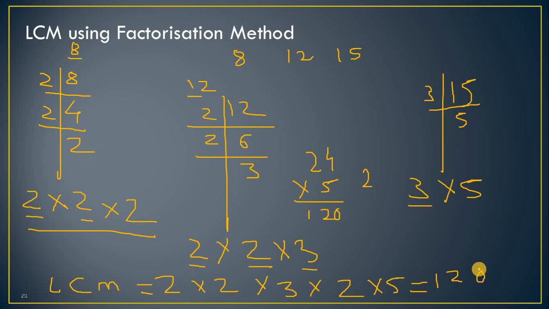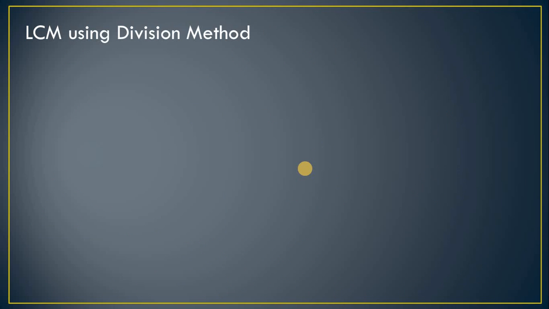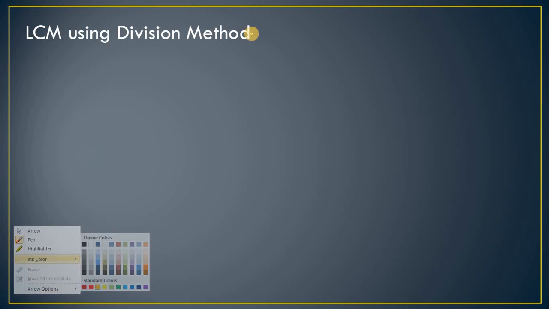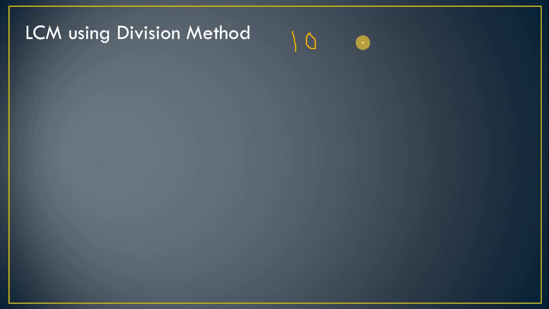So this is quite an easy method. Most of the students easily understand this. You can also follow that. So that is the prime factorization method. Now the division method. In this division method what we do, suppose you have three numbers. Suppose the numbers I am taking are 10, 12, 15.